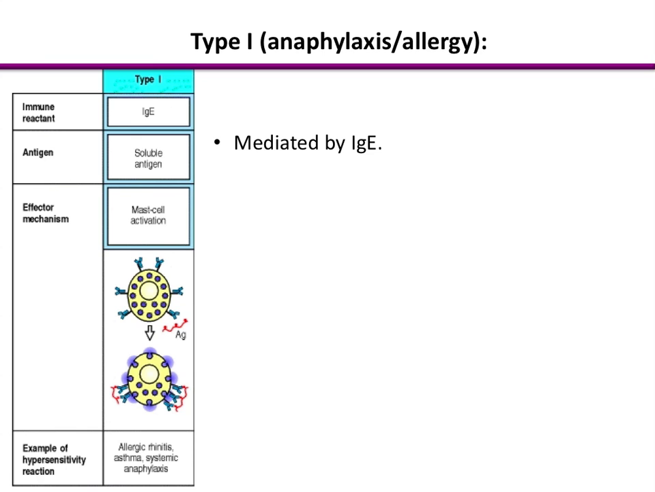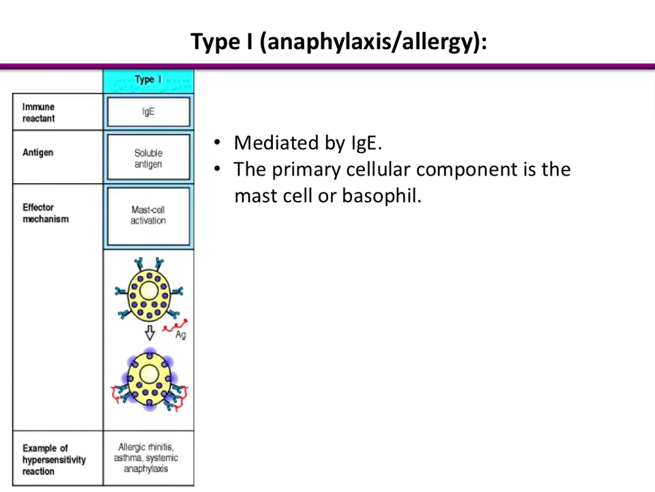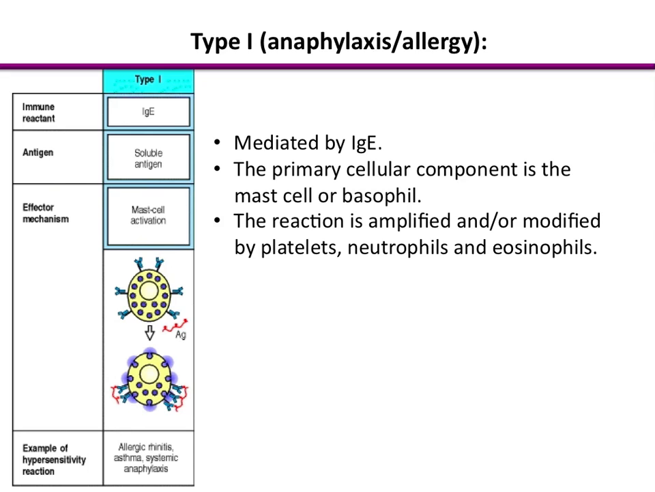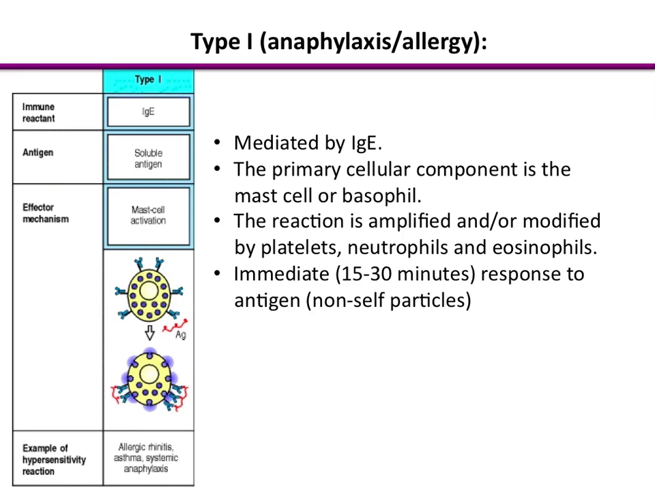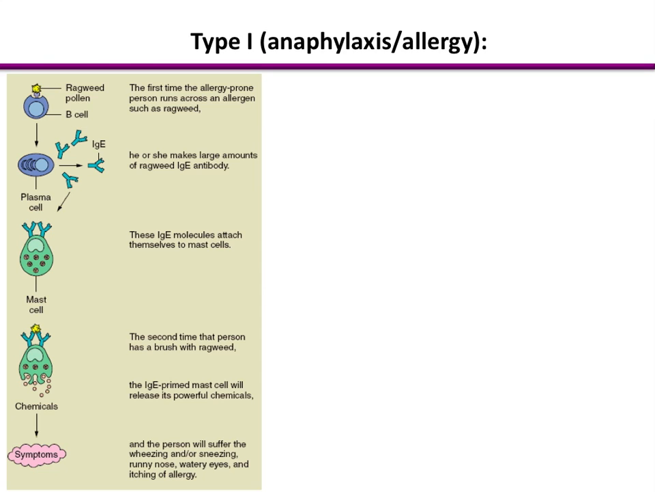It's generally mediated by IgE, and the primary cellular component is the mast cell or basophil, and the reaction is amplified and/or modified by platelets, neutrophils, and eosinophils. And it's a very rapid response, 15 to 30 minutes, to an antigen, which is typically a non-self particle. So it really depends on the plasma cell, which after the first exposure produces these IgE molecules.